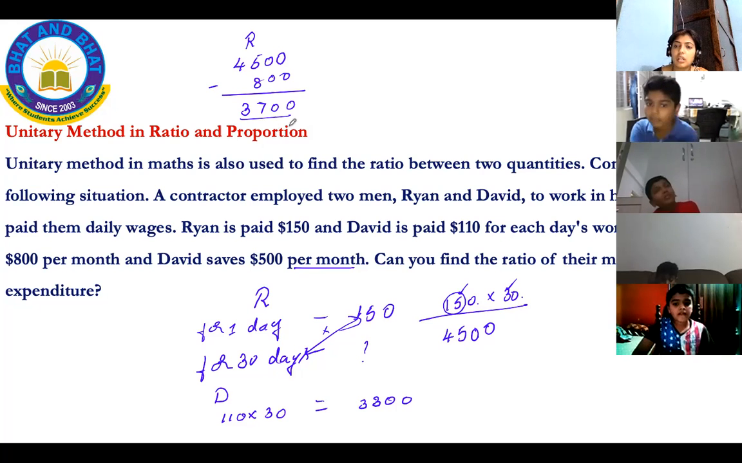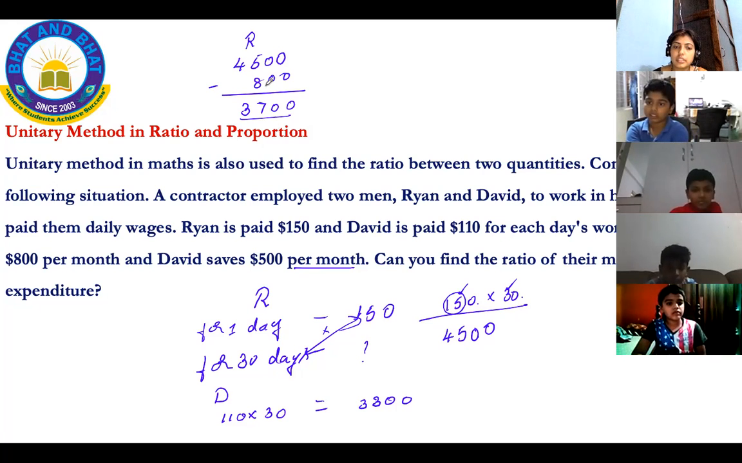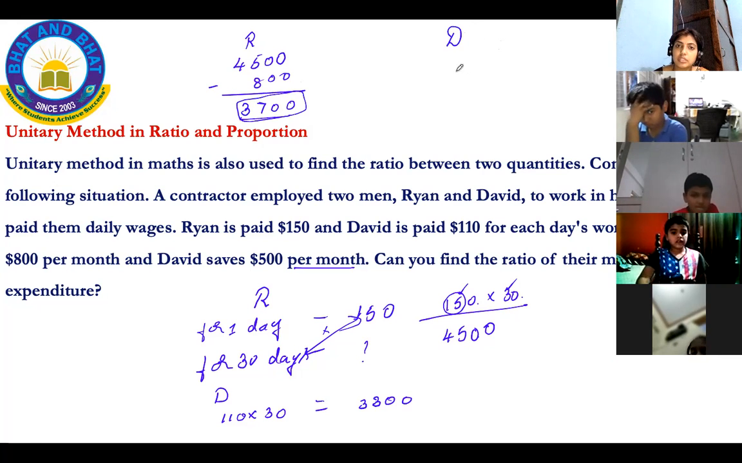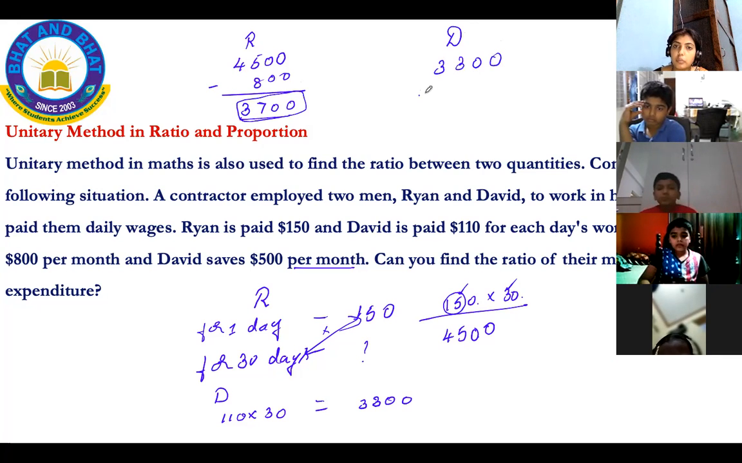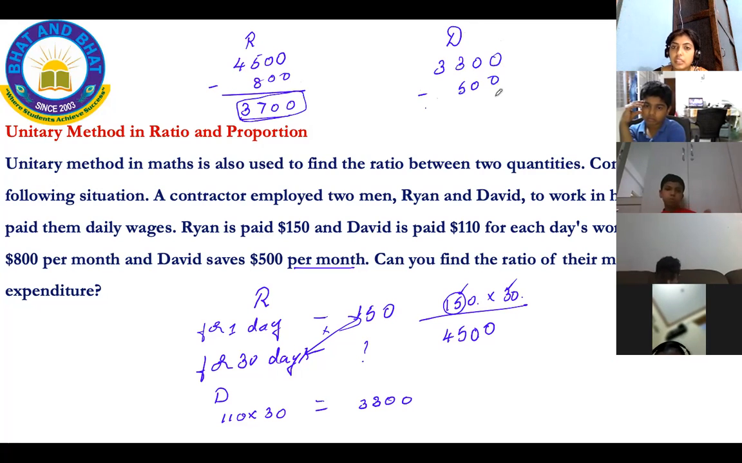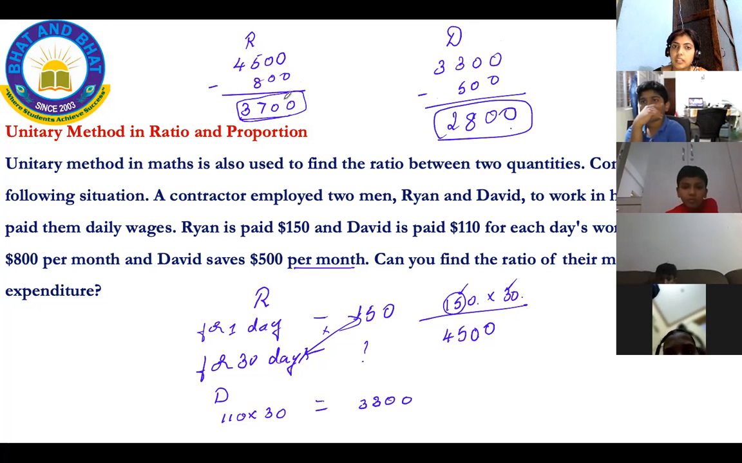Ma'am, for David, it will come as 2,700. Let us see. So now, Ryan, how much did he spend? He spent 3,700. In the same way, if you do for David, David will get 3,300 every month. In that, 500 is saved, so it is 2,800. So he will spend 2,800 every month. And Ryan spent 3,700. That is what is asked here.